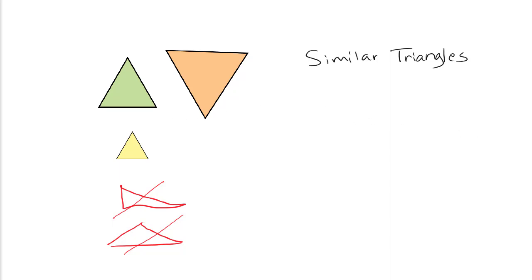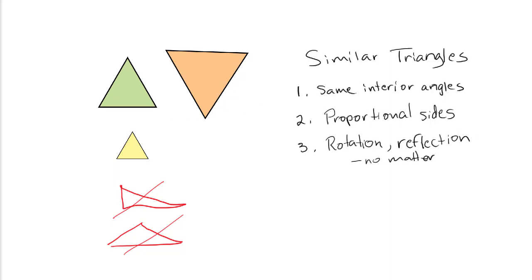Well, what does that mean mathematically? It means they don't have the same interior angles. If this one has a right angle for a right triangle, the others don't seem to have right angles. Similar triangles must have the same interior angles. That's what gives them the same basic shape, regardless of how big they are.